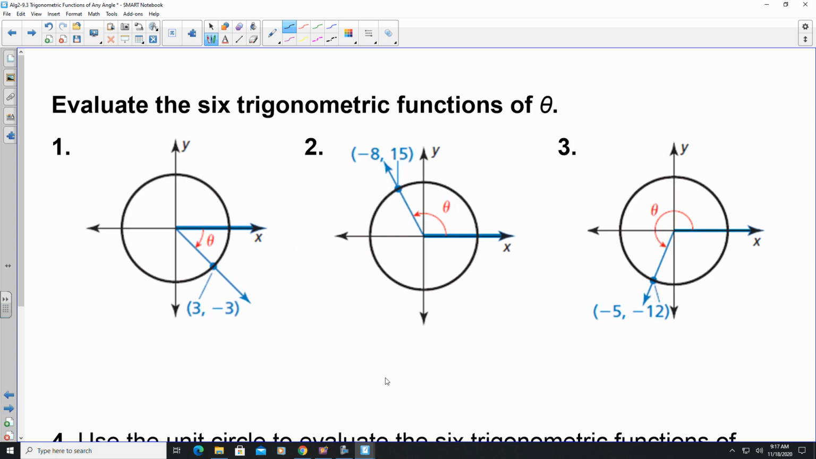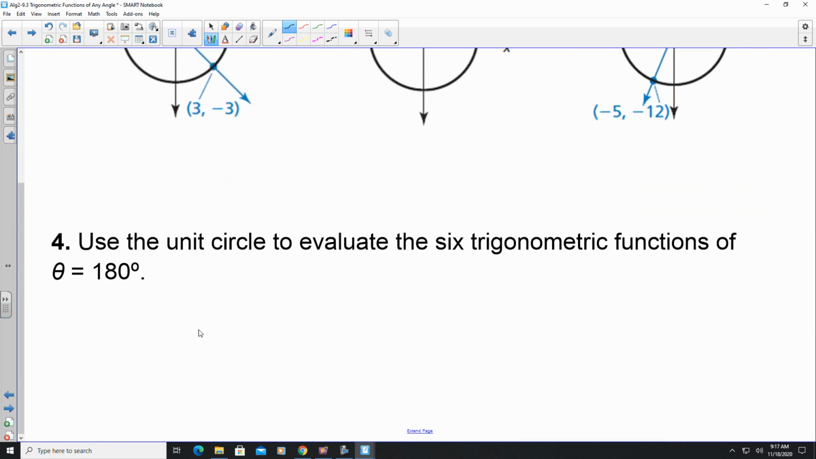Questions 1 through 3 are very similar to that one where we found it at coordinate -4, 3. If you want them done, please leave a comment. What I will do is I will do number 4.